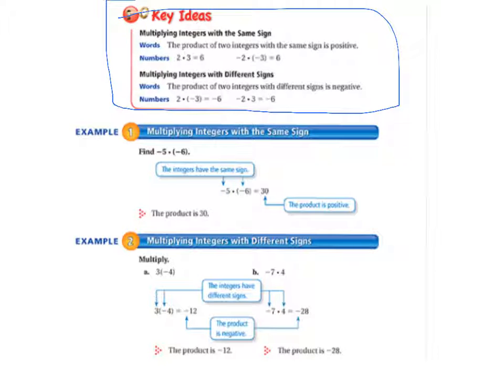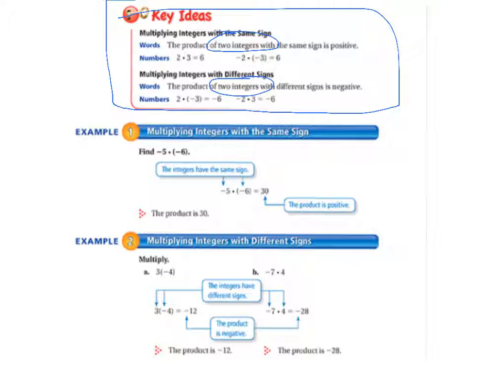The first one is multiplying integers with the same sign. The product of two integers with the same sign is positive, and it gives you a couple of examples. And multiplying integers with different signs, the product of two integers with different signs is negative. Now the reason I circled two integers is because sometimes you are multiplying more than two integers.